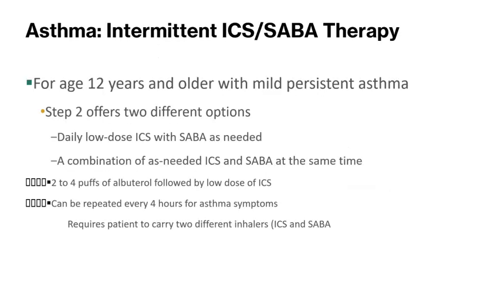For asthma with intermittent ICS and SABA therapy, that is for age 12 and older with mild persistent asthma. Step 2 offers 2 options: daily dose ICS with SABA as needed, or a combination as needed, ICS and SABA at the same time.